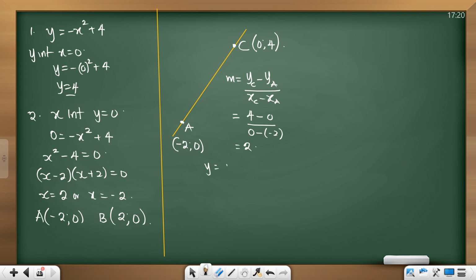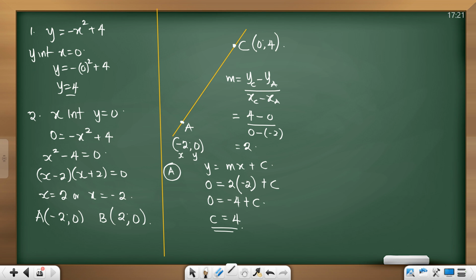Now, y equals mx plus c. Use any of the 2 points you have. If I use point A, what's my y value? 0. What is my m? 2. What is the x value? Negative 2, because that is x and that is y. 0 equals negative 4 plus c. So what is c? Positive 4. We didn't even need to calculate that, but just to show you the calculation, we are done there.